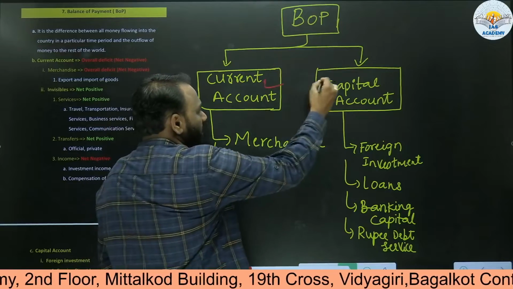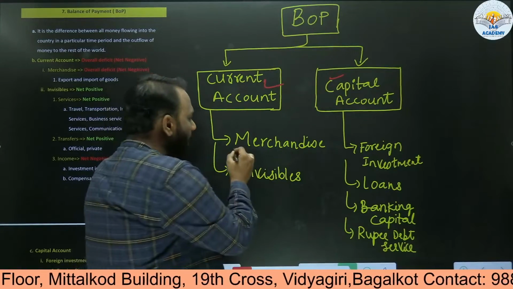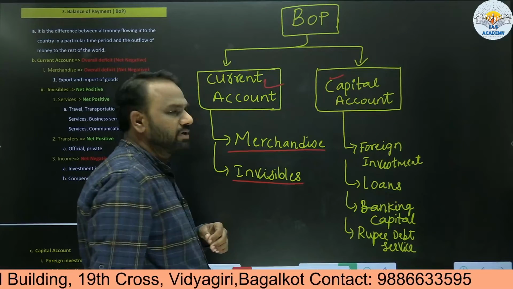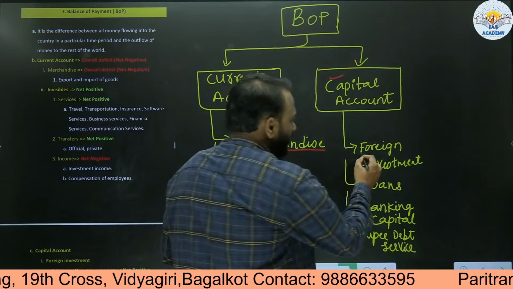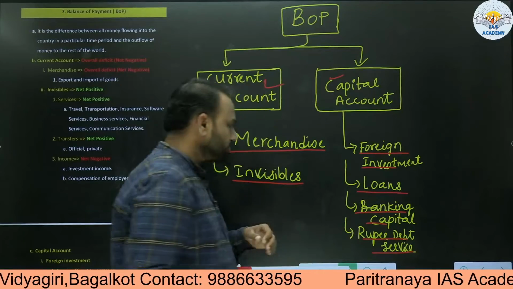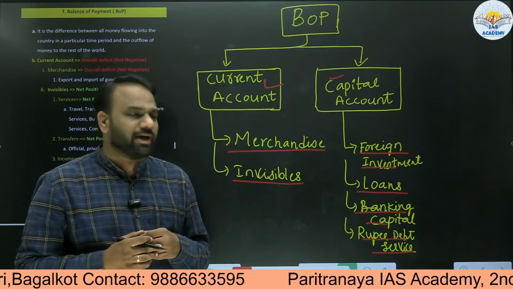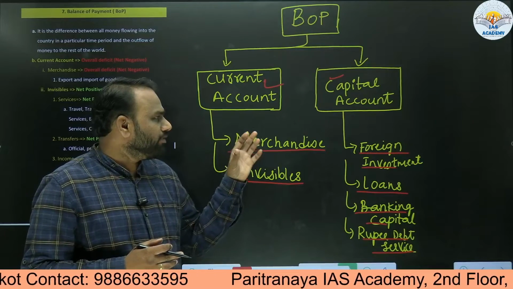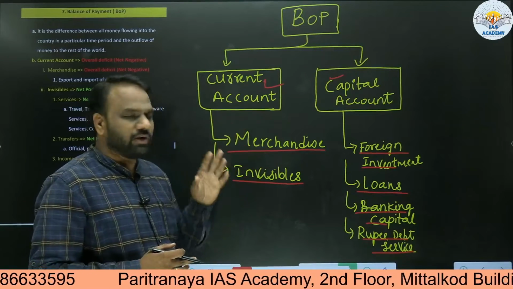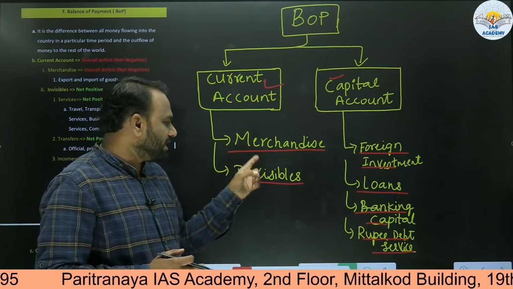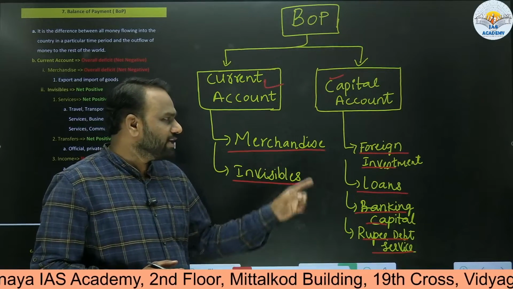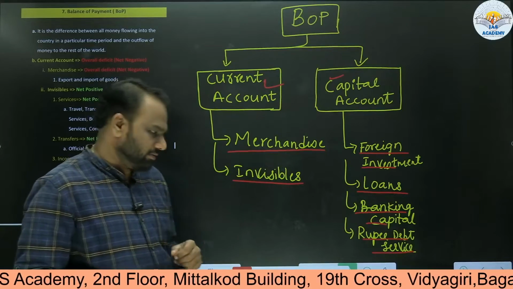So balance of payment, current account and capital account. Within current account, we have data related to merchandise trade and data related to invisibles. Similarly, within capital account, we have data related to foreign investment, loans, banking capital and rupee debt service. From an exam point of view, what kind of questions may they ask? They may say merchandise is part of capital account. If they make such a statement, that will be false. Similarly, they may say loans is part of current account. That will also be false. So we need to understand that merchandise and invisibles are part of current account. Foreign investment, loans, banking capital and rupee debt service are part of capital account.